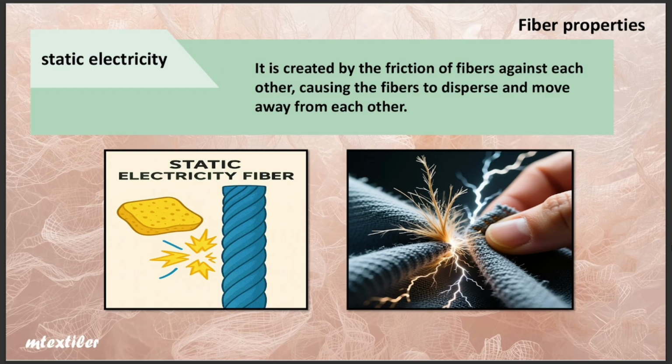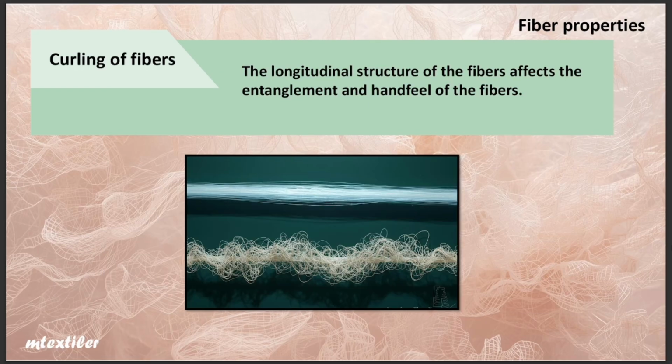Now we move on to the next slide. Regarding this property, it is stated, curling of fibers. The longitudinal structure of the fibers affects the entanglement and hand feel of the fibers. This property is entirely dependent on the intended end use of the yarn and fabric. In synthetic fibers, curling can be created by mechanical crimping, heat setting, chemical crimping, or bicomponent fibers. In natural fibers, crimp is inherently present and varies depending on the fiber's breed and the place of cultivation and growth. The fluffier and more crimped a fiber is, the fluffier the resulting yarn and fabric will be.